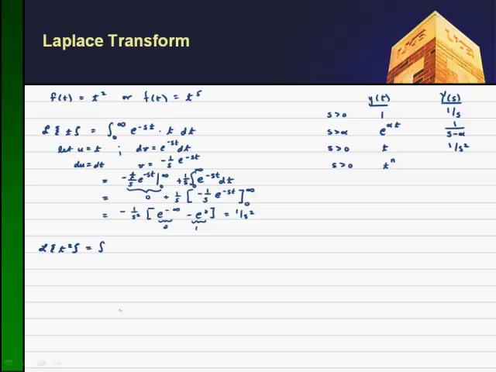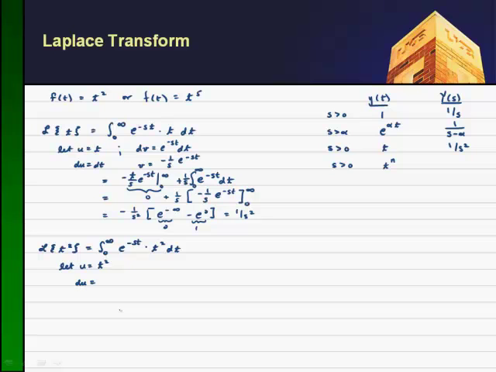So let's integrate from 0 to infinity. I'm just going back to the definition, and here I'll plug in a t squared dt. And likewise, I'll go through integration by parts. I'll let u equal t squared. I always want to reduce this power function.